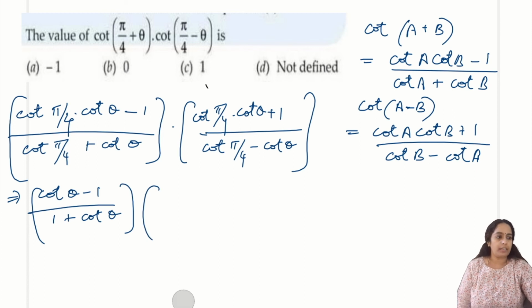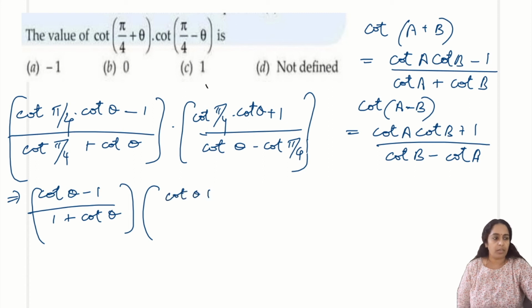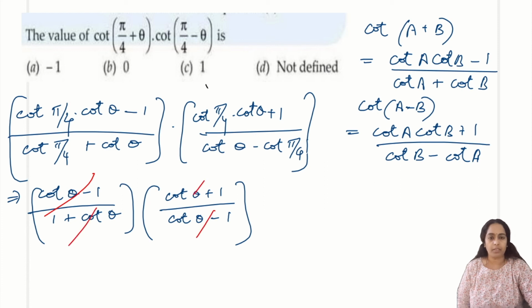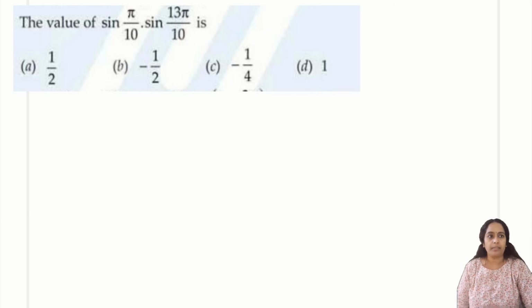So here it is B minus A, so theta minus pi by 4. Okay. So now cot pi by 4 is 1 again. 1 into cot theta, so it's going to be cot theta plus 1 divided by cot theta minus cot pi by 4 value, which is 1. So when you look into it, cot theta minus 1 and 1 plus cot theta, everything is getting cancelled. So the answer is 1. 1 is the answer. The next question here.